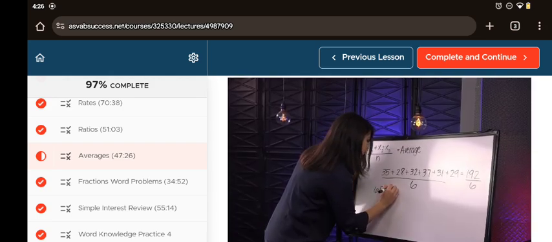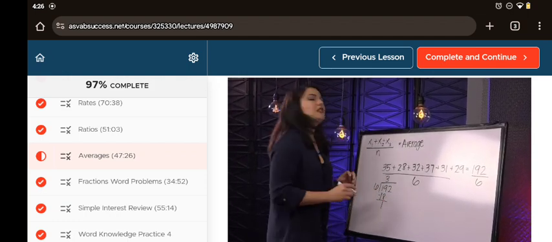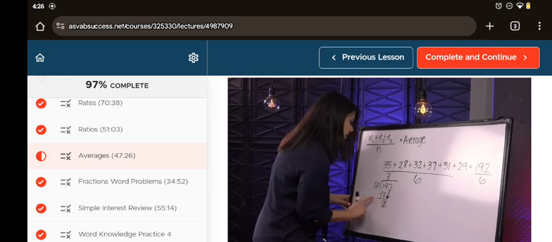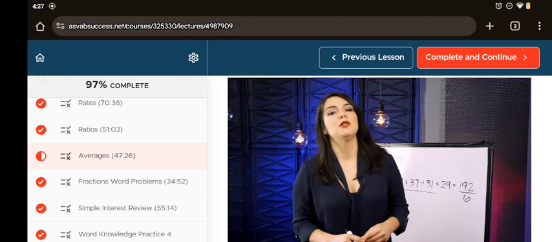192. 6 goes into 19 3 times. 6 times 3 is 18. 19 minus 18 is 1. Bring down the 2, gives you 12. 6 goes into 12 2 times. 12 minus 12 is 0. So the average of these 6 numbers is 32.